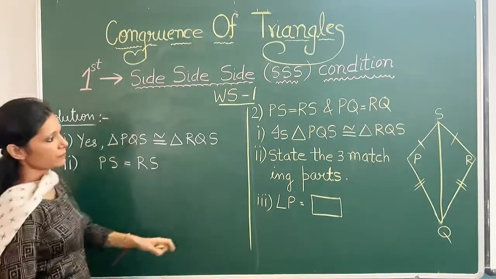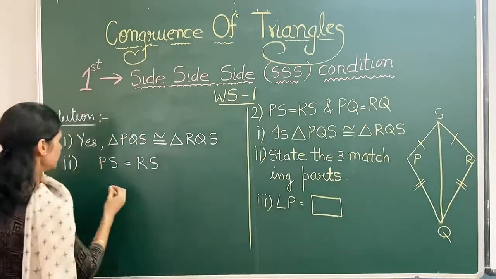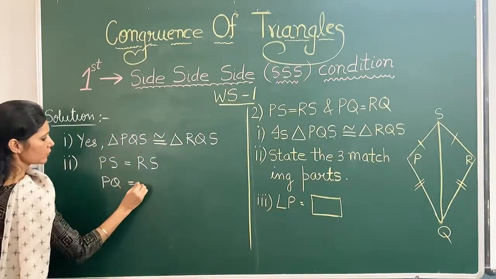So the second matching pair is PQ is equal to RQ. So write it down. PQ is equal to RQ.